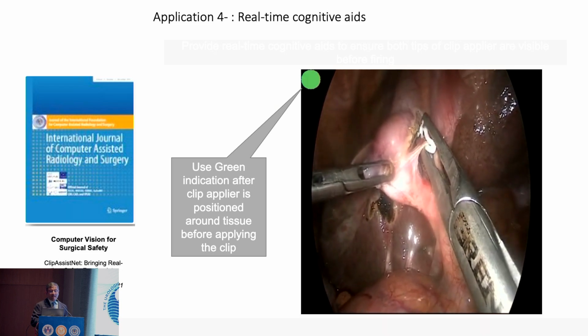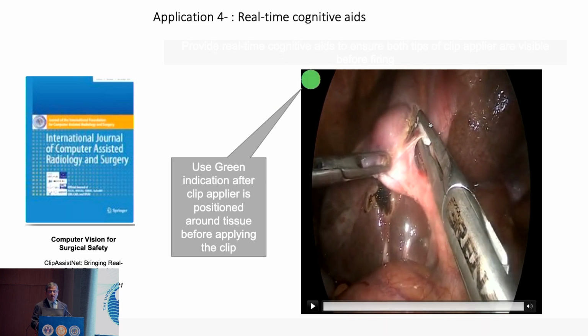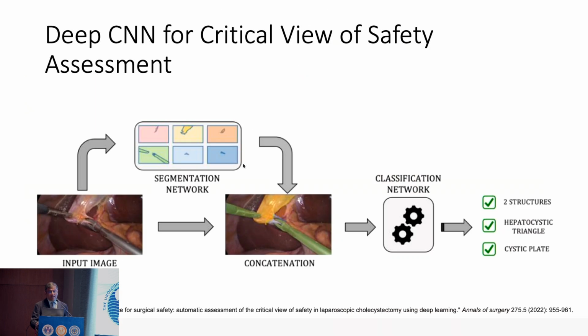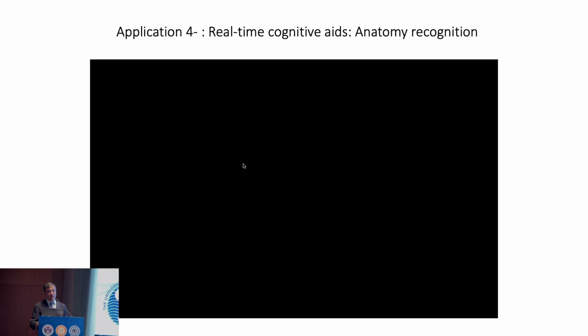Here is a real-time indicator. Green means it is safe to clip because I see both ends of the clip nicely. The moment the ends of the clip are not seen, that dot turns red. That means you're not supposed to. Intraoperative guidance can be given. And so all these are areas of application.